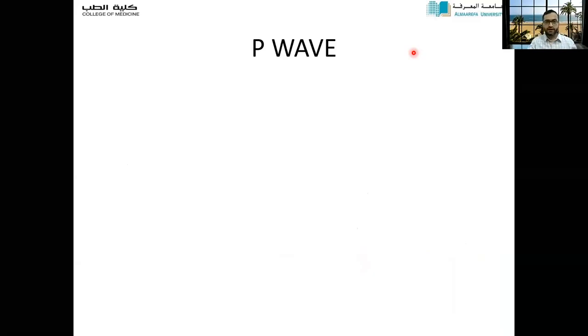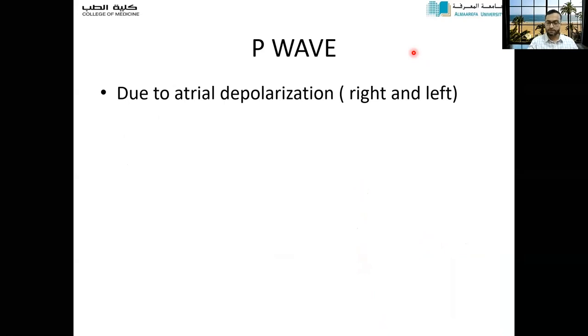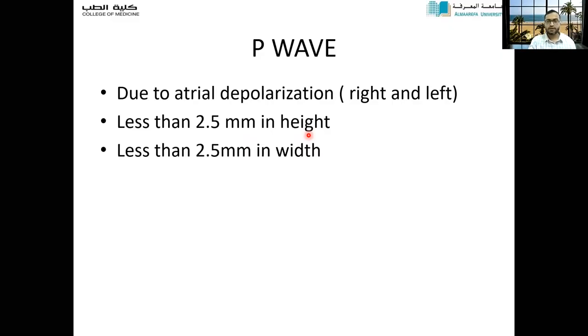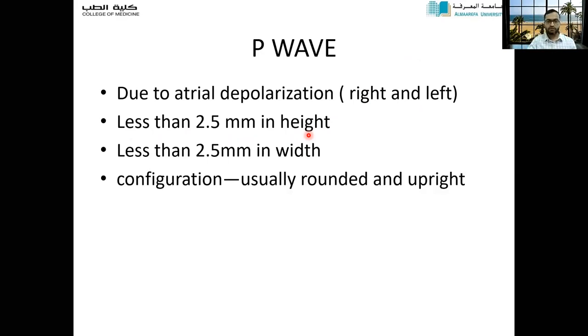Analyzing the individual waves and segments is also important when we are proceeding towards analyzing the ECG. The P wave, all of us know, is due to depolarization of the atrium, and when I say atrium, it is both the right as well as the left atrium. Usually, the P wave is less than 2.5 millimeters in height and similarly less than 2.5 millimeters in width. So you can easily remember 2.5 millimeters by 2.5 millimeters as the maximum dimensions of the P wave.